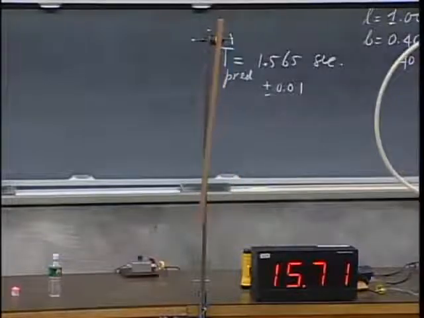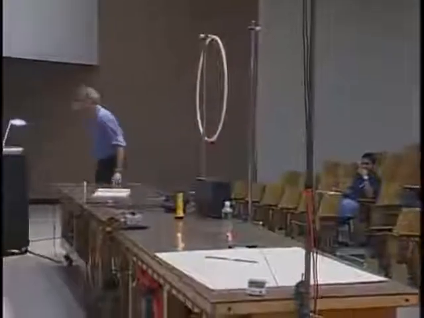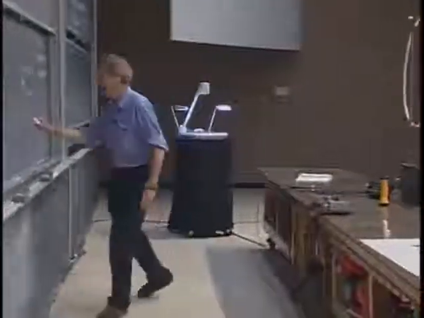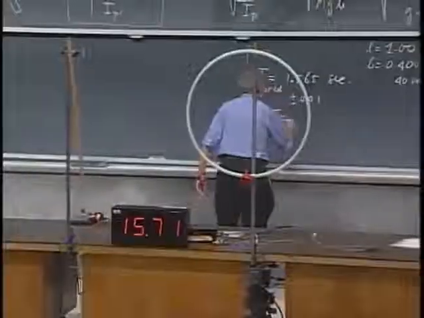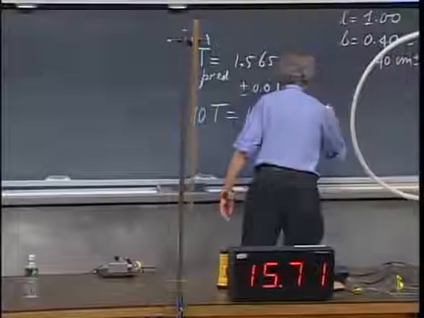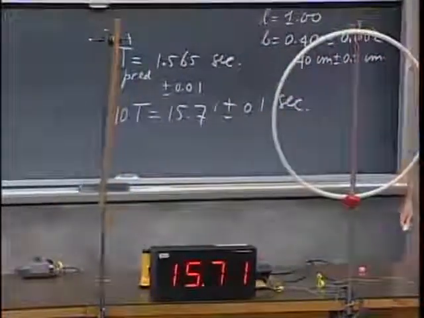Look, on the button. Way within the error. Amazing, isn't it? That such complex systems can be so easily dealt with in physics. It is 15, what is it, 0.71? And my reaction time is always 0.1 seconds, so the agreement is absolutely fantastic.